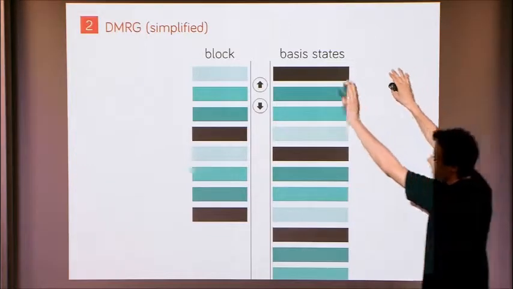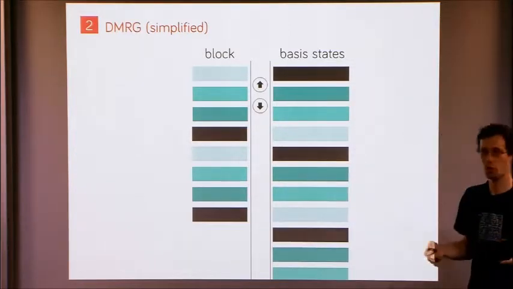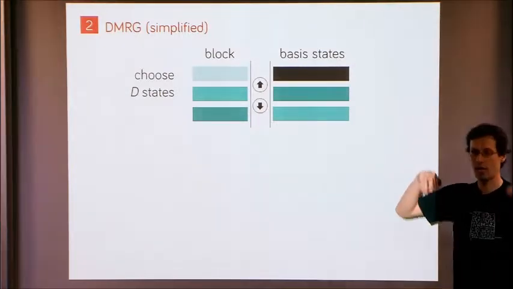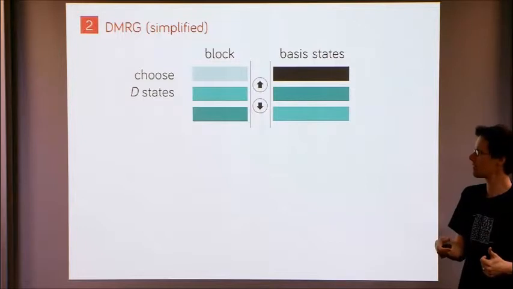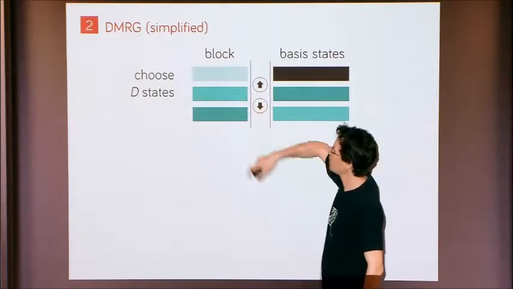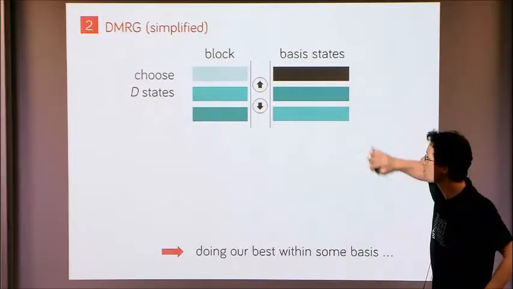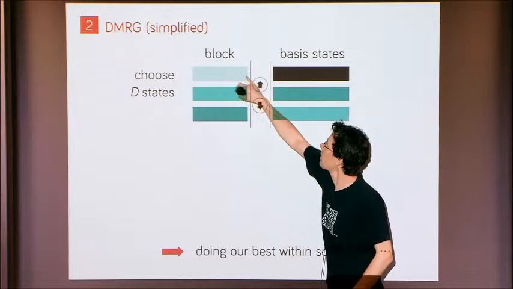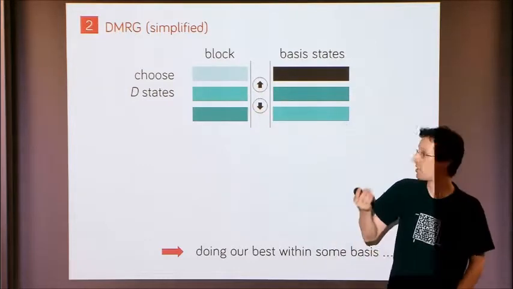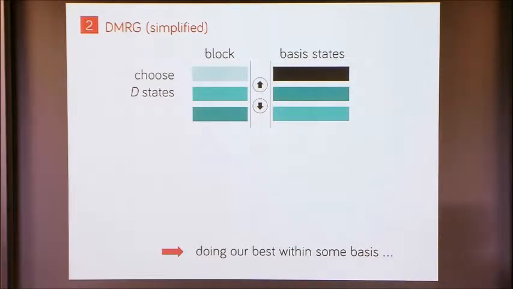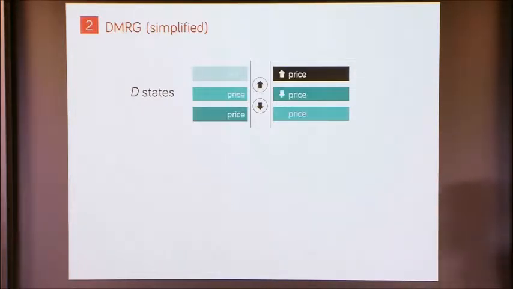And I have the full basis. But let's not work with the full basis. Let's just make a smaller basis and choose just D states. And let's try to find something within this ansatz. If I choose just D states, then each of these states has some cost. Like maybe this one, when it interacts with the spin up, it will raise the energy a little bit. And when this one interacts with the spin down, the energy will go down a little bit. So we try to do our best within a basis.